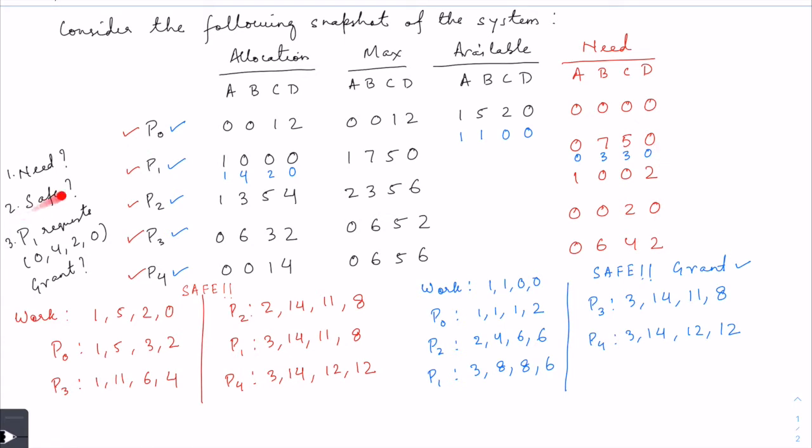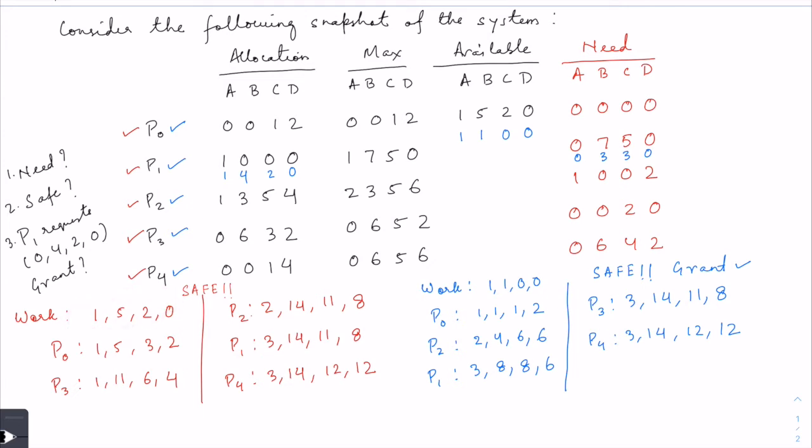The second question is to figure out if the system is safe or not. To do that, let's initialize the work variable to the available vector, and assume that none of these tick marks in red are marked. That is, the finish variable for each of these processes is set to false. So we start with 1520, which is the current availability. And let's look at a process whose need can be satisfied with whatever we have in the work pool.